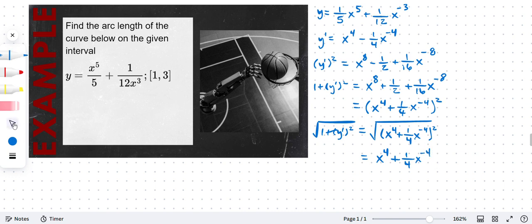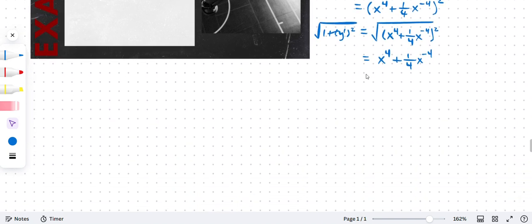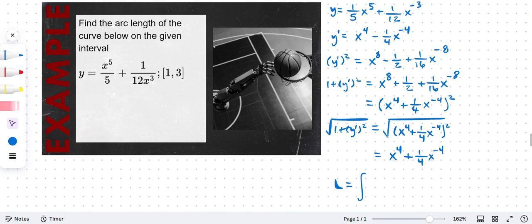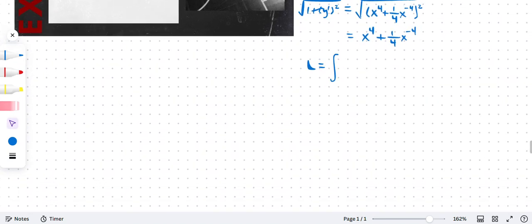All right, so once again, we have a pretty straightforward, not so crazy integral. I guess I probably should have looked at my interval before I went to here. We're going 1 to 3. So we're going to integrate x to the fourth plus 1 half x to the negative fourth with respect to x.